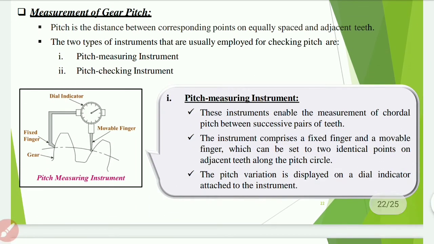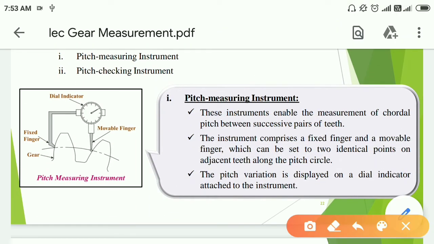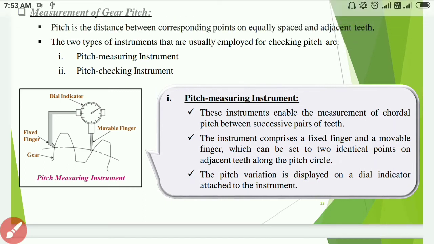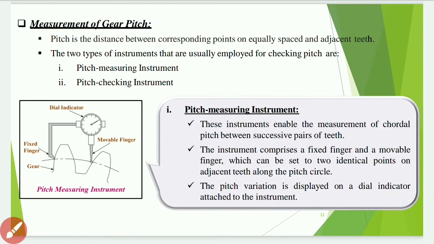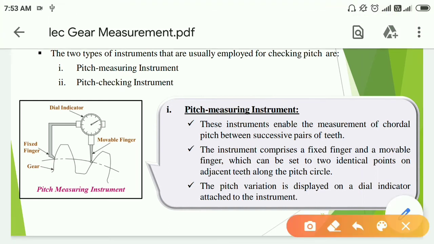Next is measurement of gear pitch. Pitch is the distance between corresponding points on equally spaced and adjacent teeth. The two types of instruments that are usually employed for checking pitch are the pitch measuring instrument and the pitch checking instrument. First we will see the pitch measuring instrument. Here it is shown in figure.